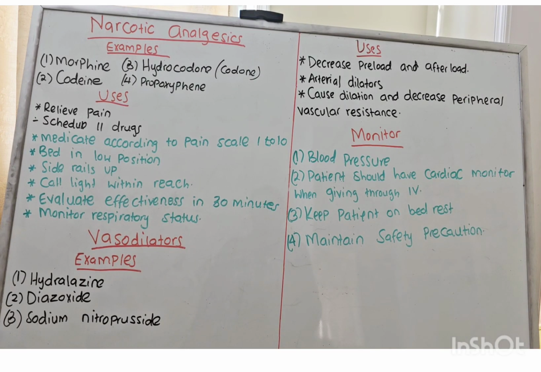Now let's discuss narcotic analgesics. Examples are morphine, codeine, hydrocodone, propoxyphene. Uses: it is used to relieve pain. It is a Schedule 2 drug class. Medicate the patient according to the pain scale of 1 to 10. Bed should be in a low position. Side rails should be up, but it depends on facility protocol since bed rails are considered a restraint.